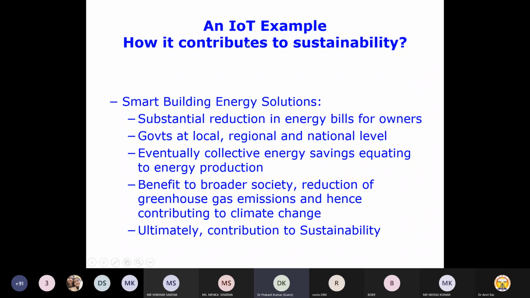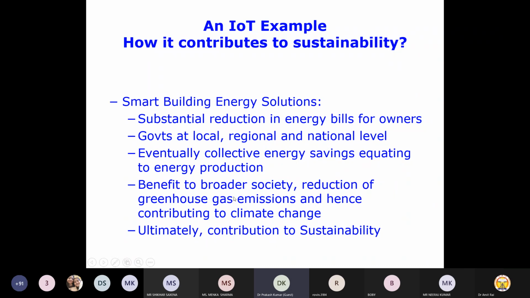Say, for example, if you are going for a sustainable solution with IoT, how do you design a smart building? You design a smart building which is saving energy. Lots of energy is saved. If energy is saved, what happens? What is the net effect? Let us see. Substantial reduction in energy bills for owners. That is one advantage. Then at the same time, the government at local, regional, and national level will benefit, because power is being saved. And eventually, collective energy saving will lead to more energy production because more and more devices can be handled.